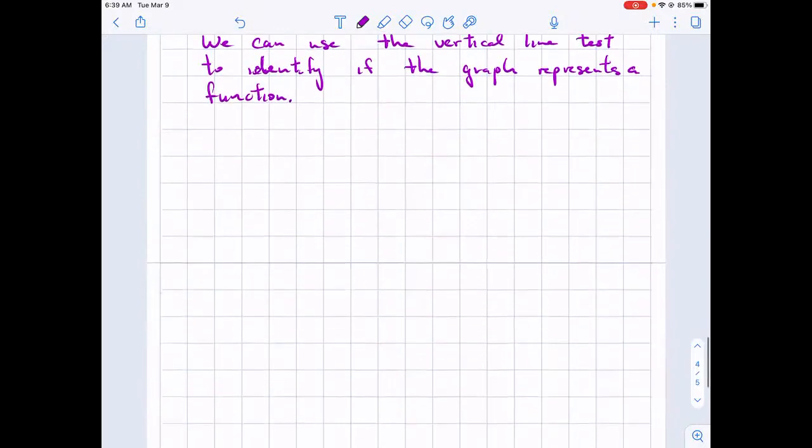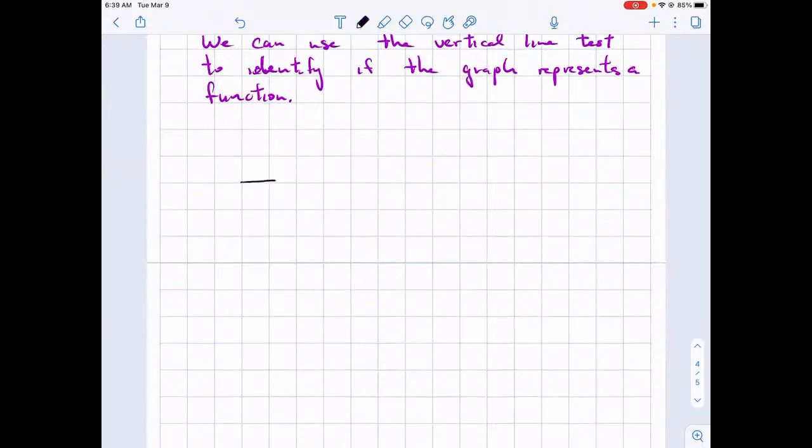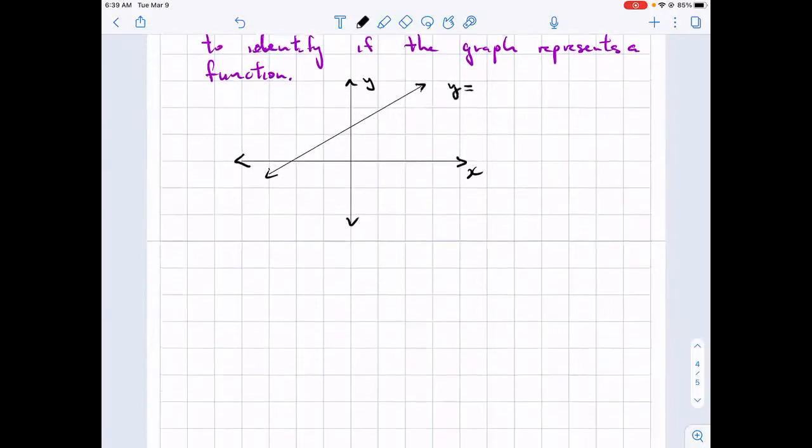Okay? So here, for example, let's look at this graph here. Let's look at a linear graph. Here is x, here is y, and let's say I have the linear graph that looks this way. So linear, y equals mx plus b. Okay.